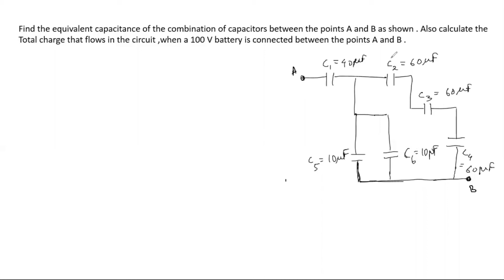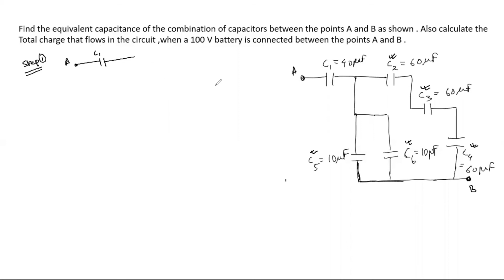If you see this capacitor C2, this capacitor C3, and this C4, all these are connected in series. And if you see this C5 and this C6, they are connected in parallel. So first step, step 1. Now we are going to redraw it. This is point A. This is C1.